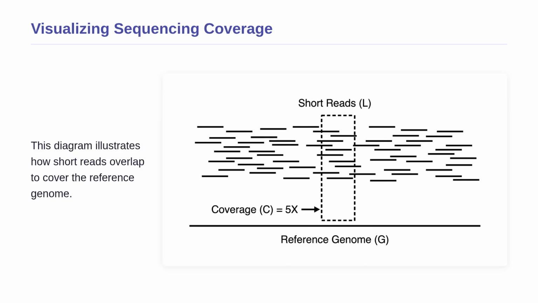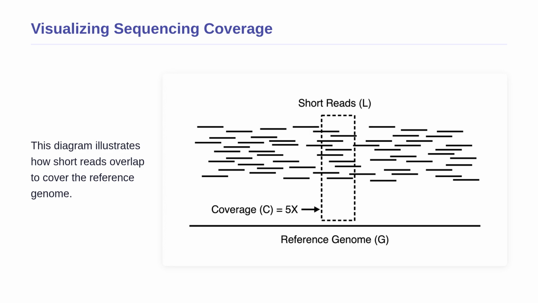Now that we have calculated these values, let us visualize what sequencing coverage actually looks like. In this diagram, the long, continuous line at the very bottom represents the full reference genome. Above it, you see many short, overlapping horizontal lines. These represent the millions of short DNA reads generated by the sequencing machine. Notice how they are scattered randomly.